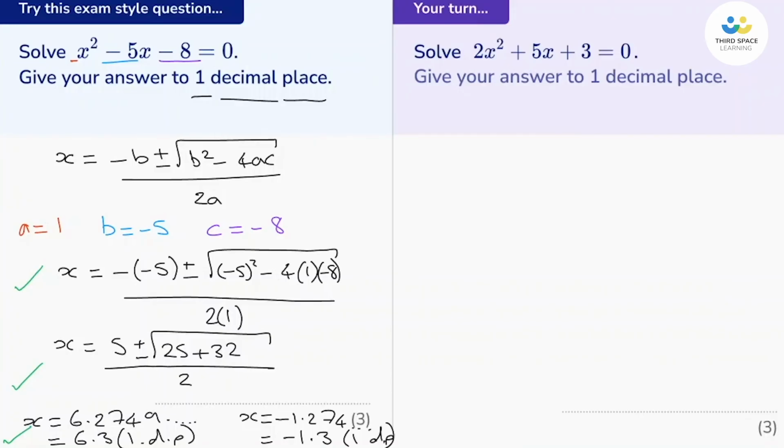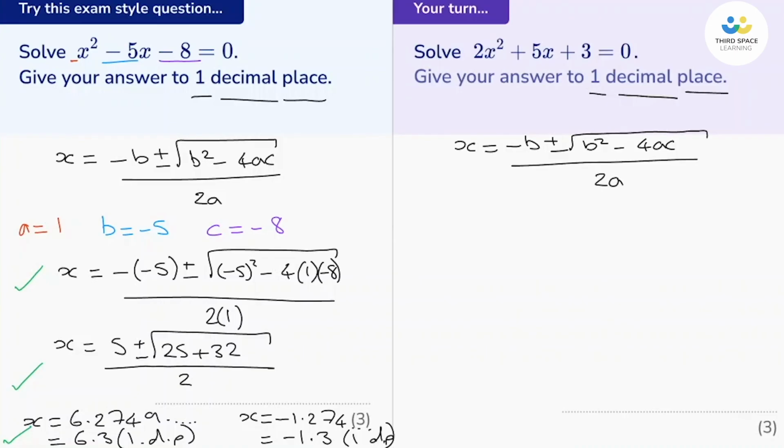Right, let's go through it. So it says solve the quadratic equation, and it says to give the answer to 1 decimal place. So this is our clue that we're probably going to need to use the quadratic formula rather than factorising. So let's write it down. The quadratic formula says x is equal to negative b plus or minus the square root of b squared minus 4ac all divided by 2a.